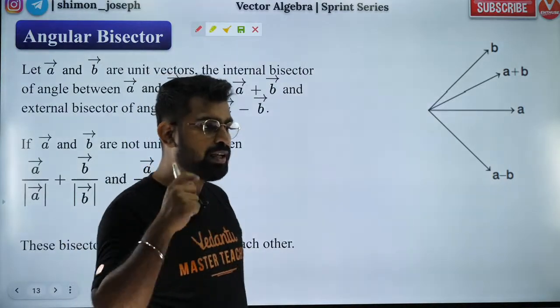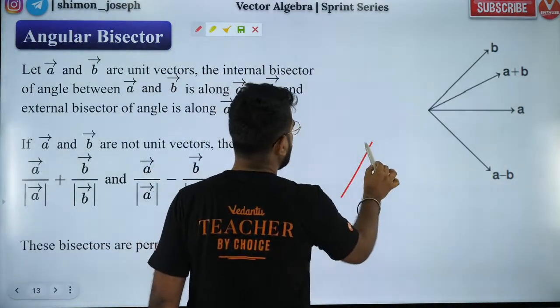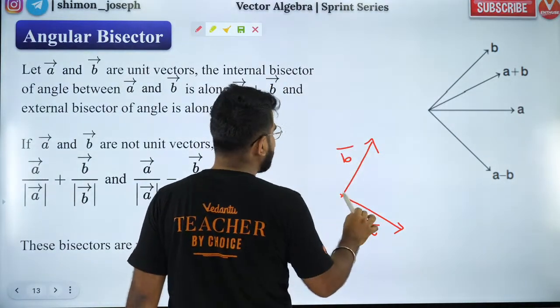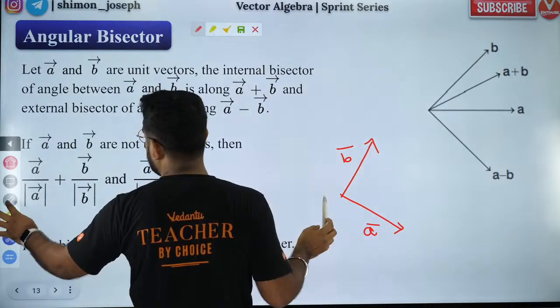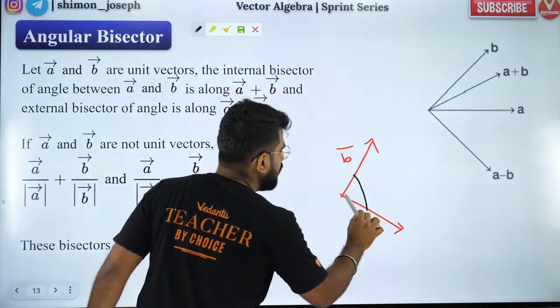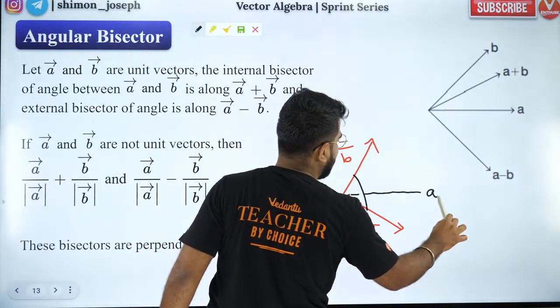Great. So people, let's get started. What is an angle bisector? Let's say you have two vectors, A vector and B vector. The angle bisector is the line which bisects the angle between the two. So you have one angle here, and I will divide the angle into half. This is called the angle bisector.